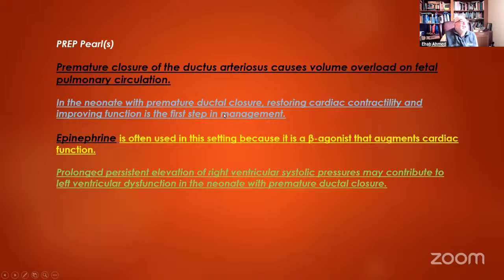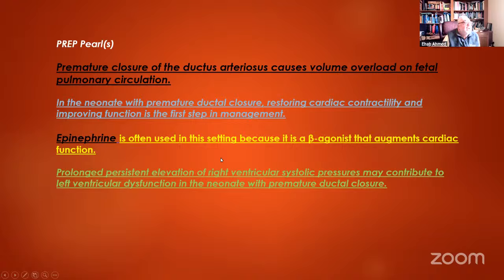Okay, with ductal closure in this neonate with premature ductal closure, your job now is to restore cardiac contractility. You cannot open this duct at all. It's too late. So what you can work on is the heart. And the cause of hypotension and shock is the heart. So you have to give something that works on the heart, to improve contractility of the heart. And this is the first step in the management. That is why we decided to use epinephrine.